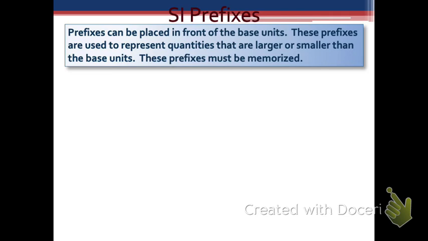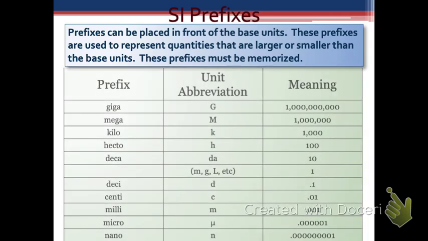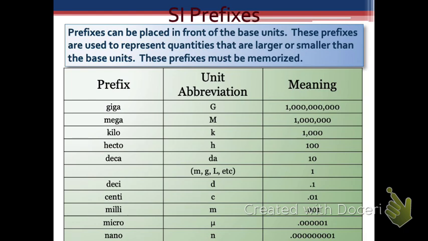These prefixes are going to be memorized, right? We're going to eventually memorize these. We're going to start out with giving you these prefixes, but these should be something that we become really familiar with, that we'll memorize, okay? So here are the prefixes that go with the metric system. Giga, mega, kilo, hecto, deca, deci, centi, milli, micro, and nano.